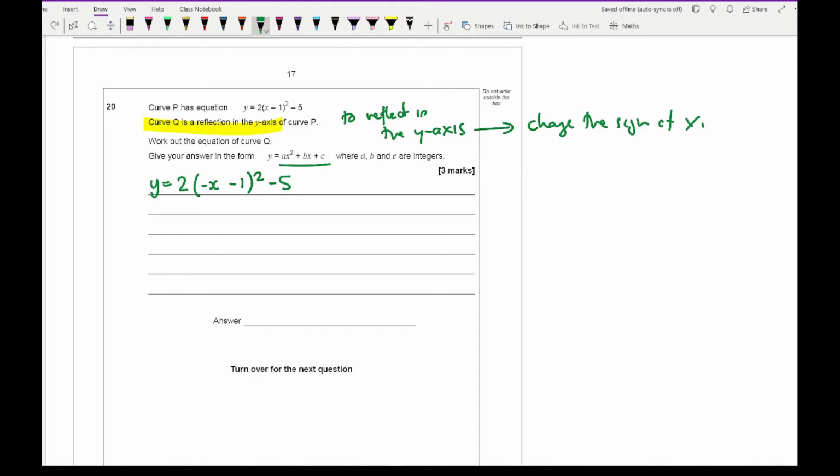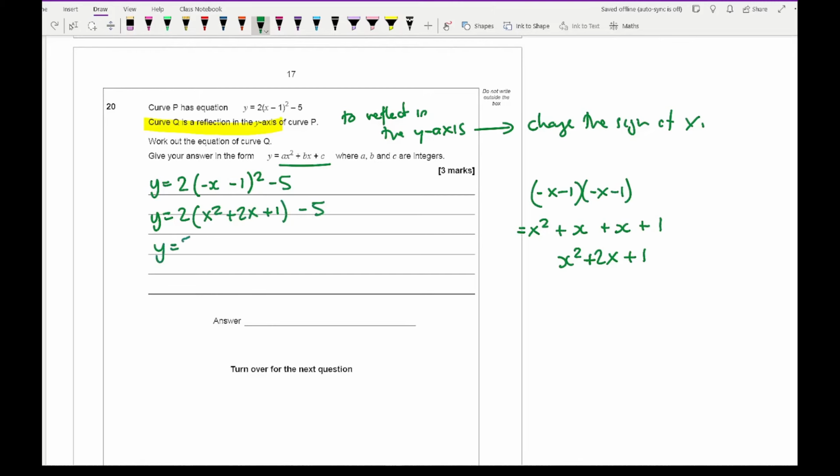So first of all, let's work with (minus x minus 1) squared. So looking at this, minus x times minus x is x squared. And I've got plus x plus x, that gives me x squared plus 2x plus 1. Got y equals 2 lots of (x squared plus 2x plus 1) minus 5. Then multiply everything by 2, so I get 2x squared plus 4x plus 2 take away 5. Then neaten this up, so I get y equals 2x squared plus 4x minus 3.